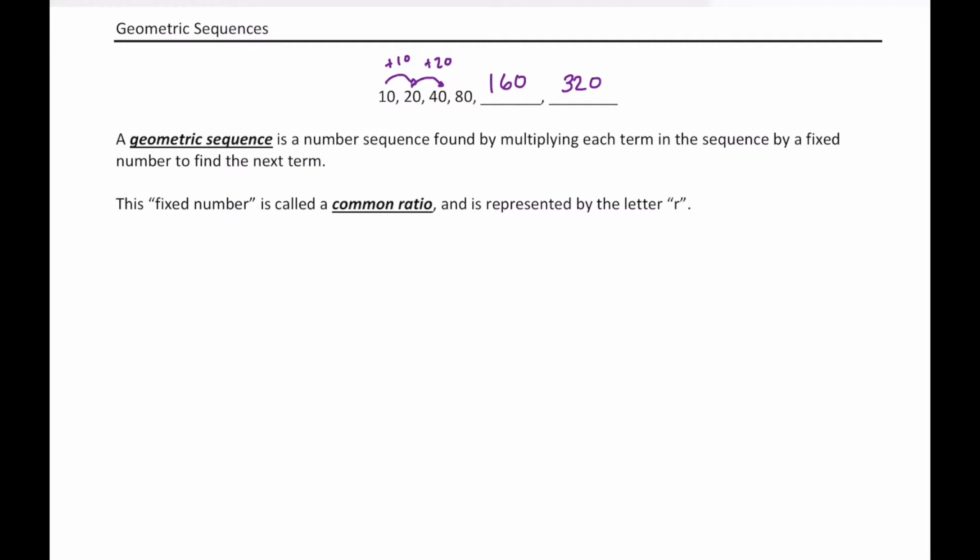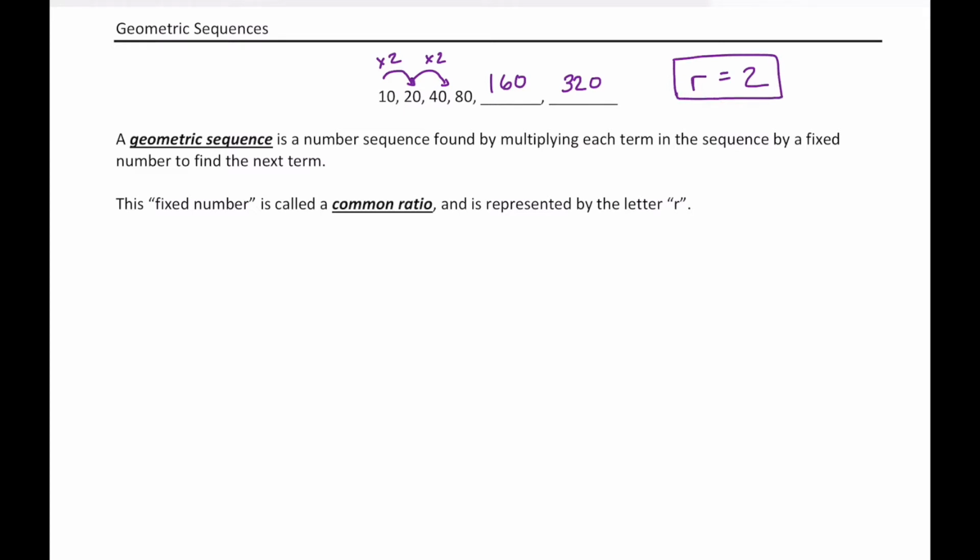If you were to graph it, the rate of change would be steadily increasing. So this is a nonlinear function. It's pretty obvious, though, that 10 became 20 because I multiplied by 2. 20 became 40 because I multiplied by 2, etc. This factor of 2 is what we call the common ratio. And the common ratio is represented by the letter r, and in this case, it's 2.